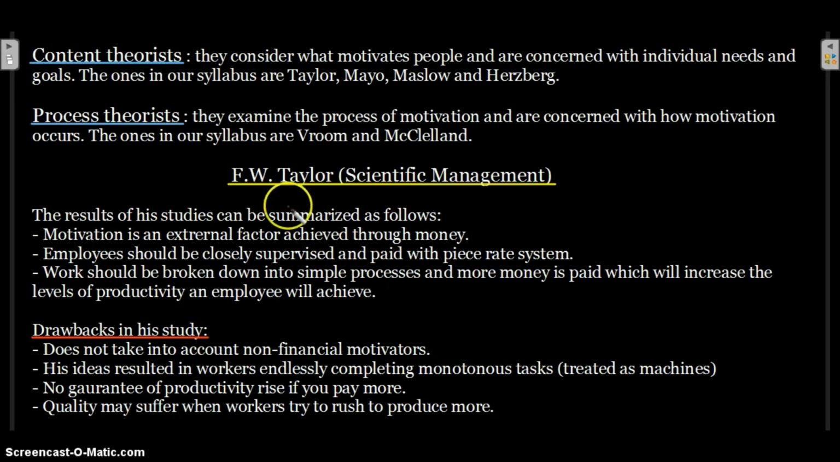Today we're gonna start off with the motivational theorists. But before we start, we have to look at the two types of theorists. There are content theorists and process theorists.